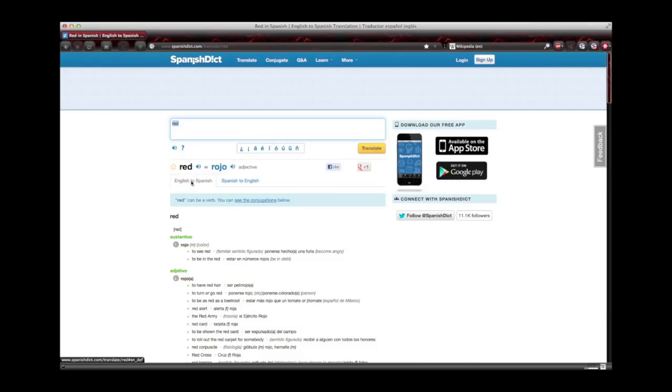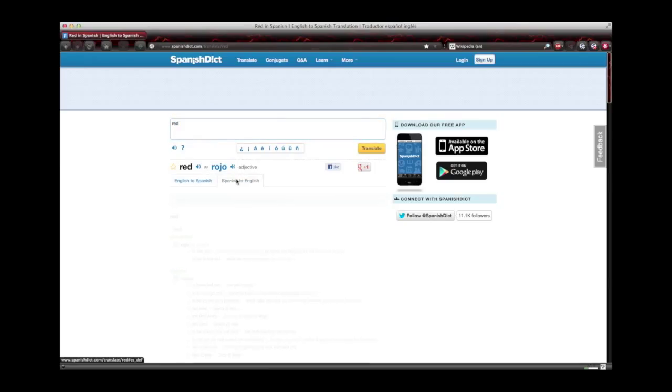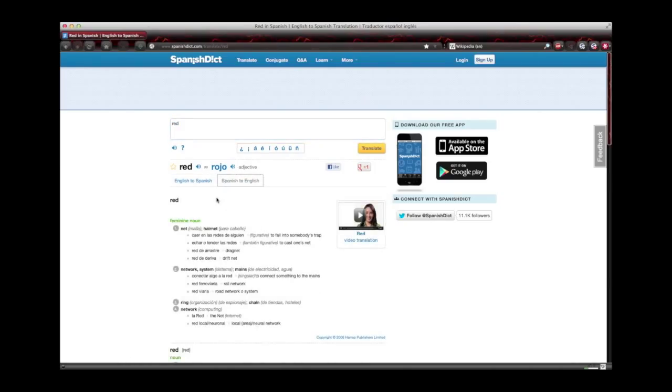But let's say you were reading some Spanish and you saw the word red used. Well, this isn't going to be very helpful to you. Just look up here at the top, switch the tab from English to Spanish, and there you go. Red in Spanish means a net, hairnet, or a network system. All right, very easy.